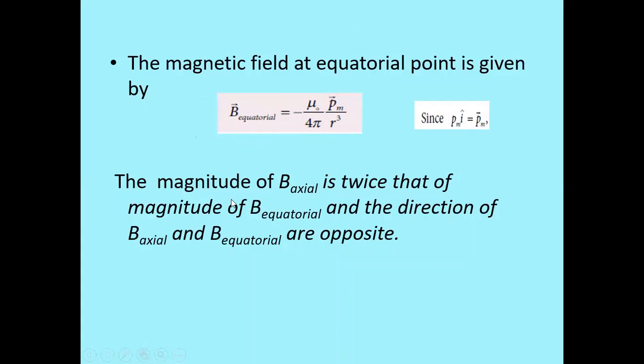So from B axial and B equatorial, you can say B axial is twice the magnitude of B equatorial. And the directions of both are opposite. B axial is along the positive x-axis, B equatorial is along the negative x-axis. So their directions are also equal and opposite.